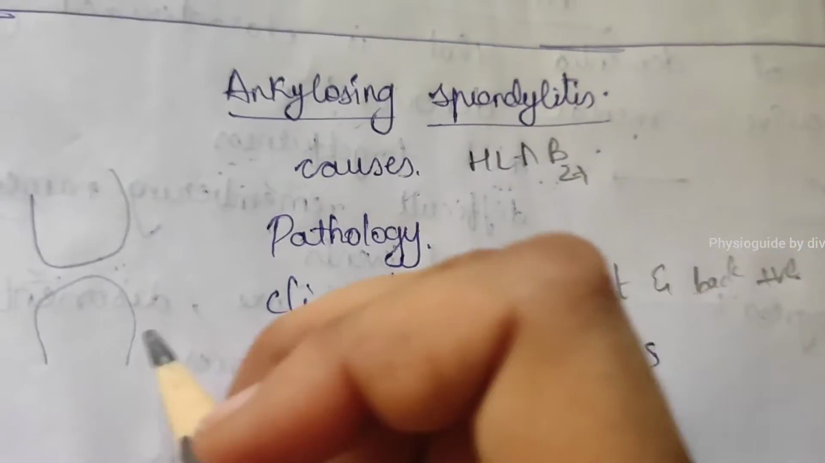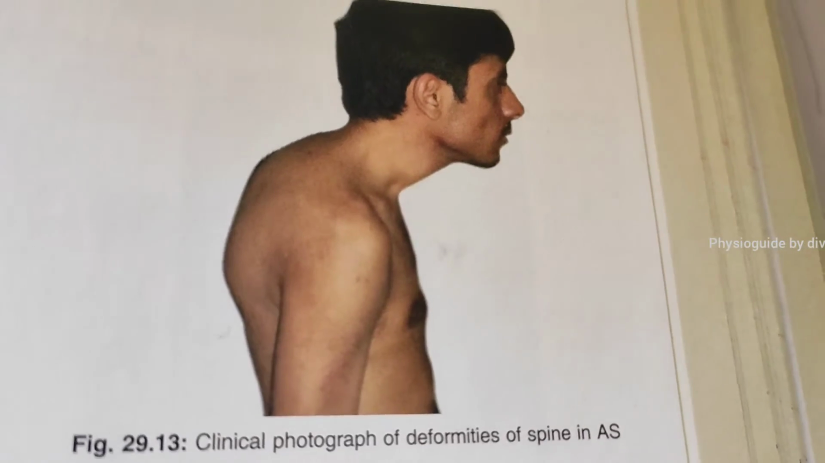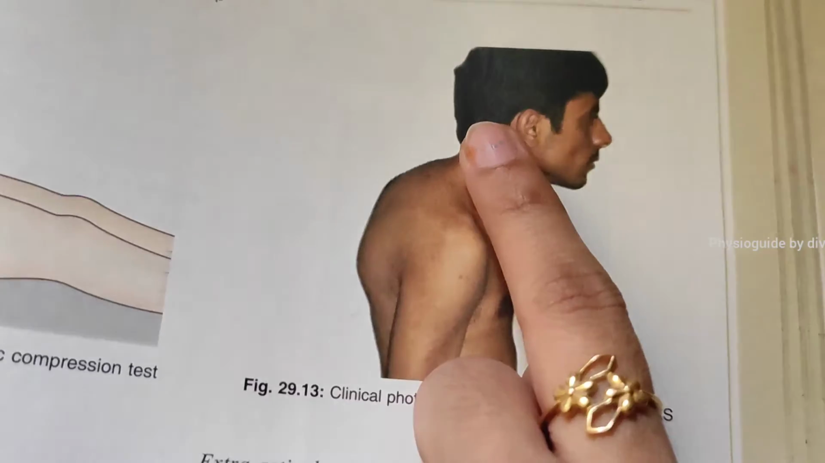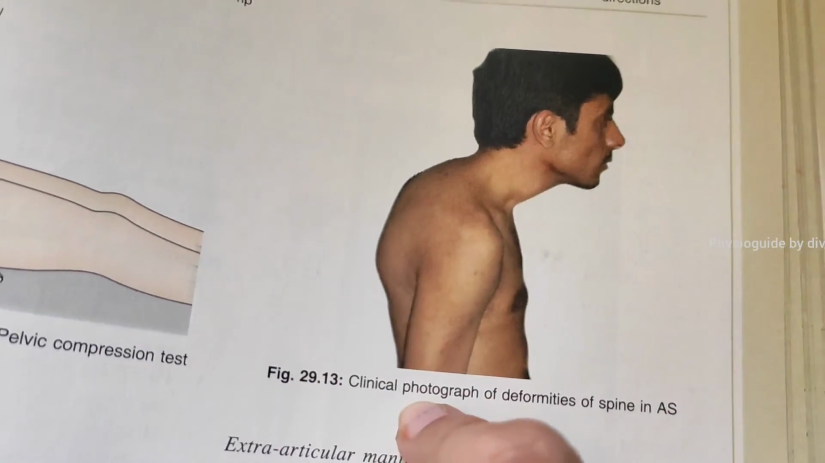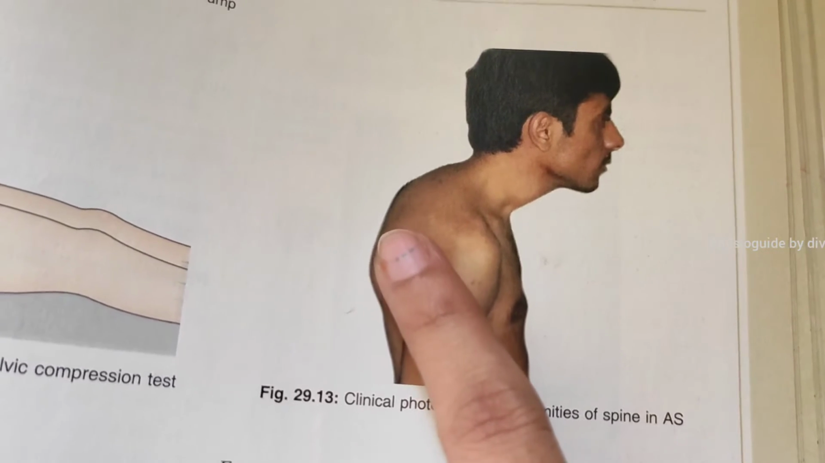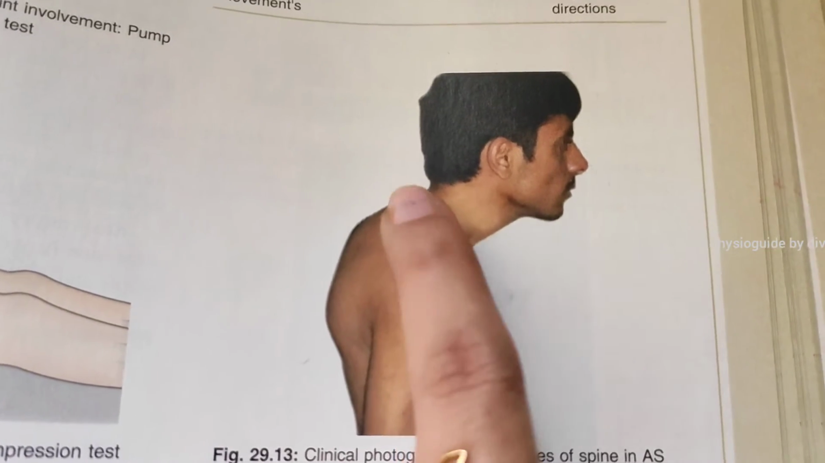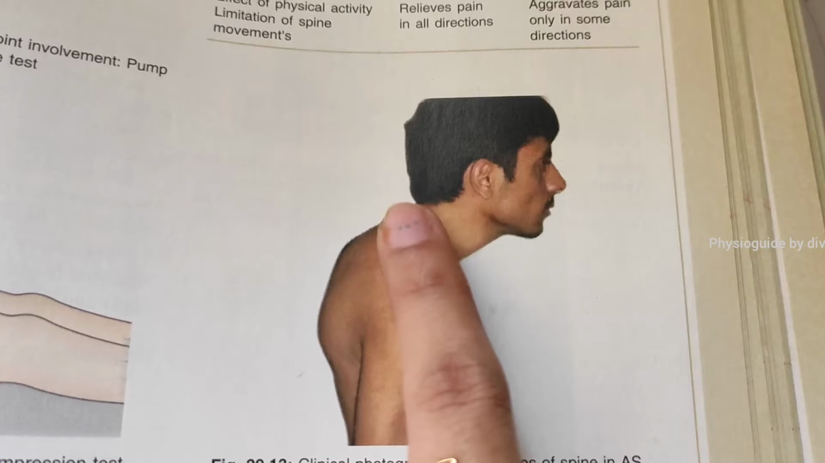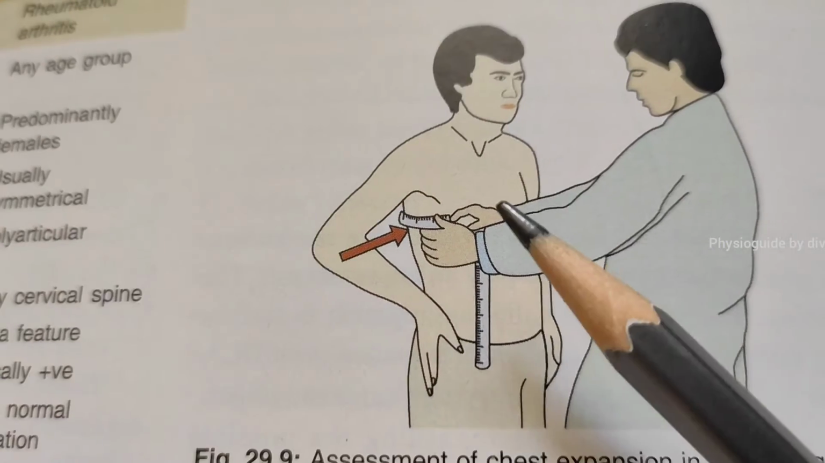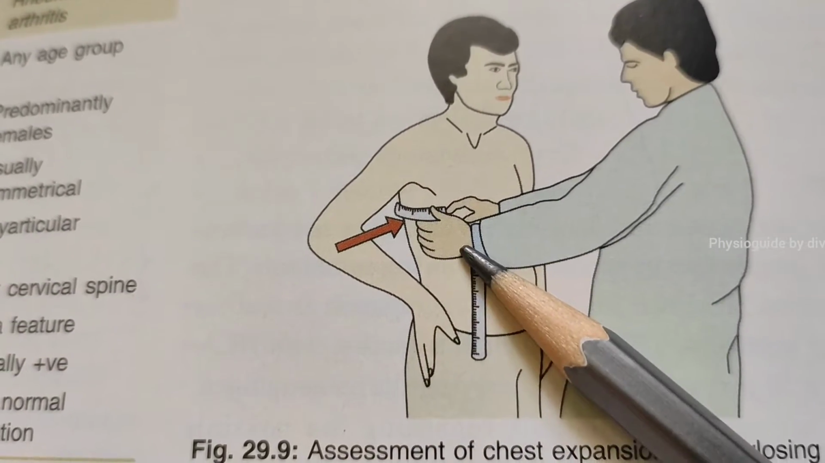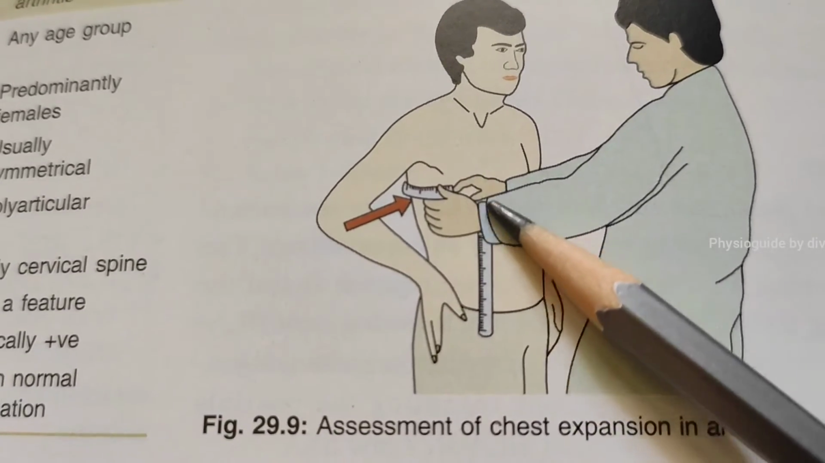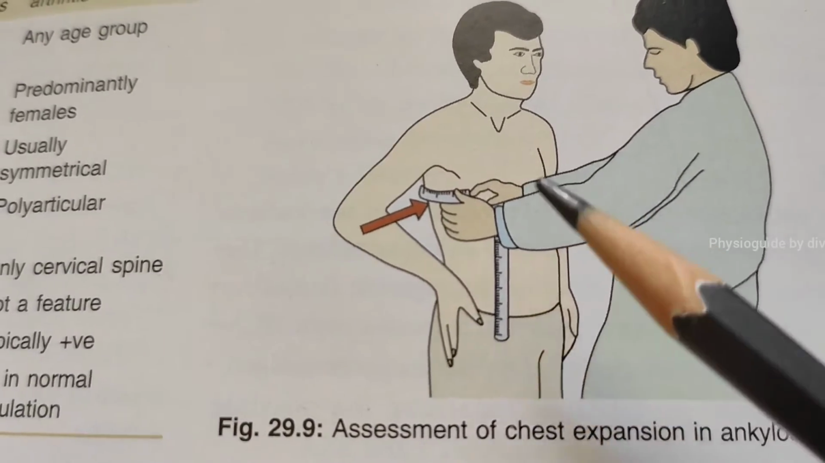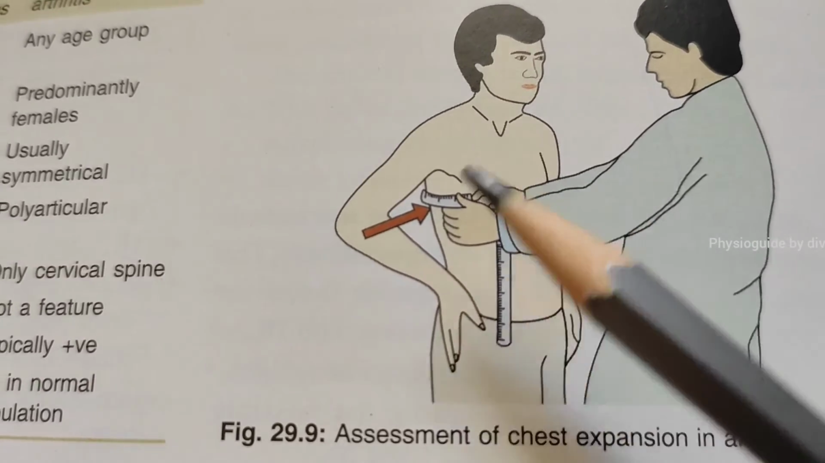Next is the cervical spine. To know whether the cervical spine is also involved, the patient is asked to touch the wall with the back of the head without raising his chin. This is Fletcher's test. Next, to see thoracic spine involvement, we check whether chest expansion is less than 5 centimeters. If so, involvement of the thoracic spine is suspected.